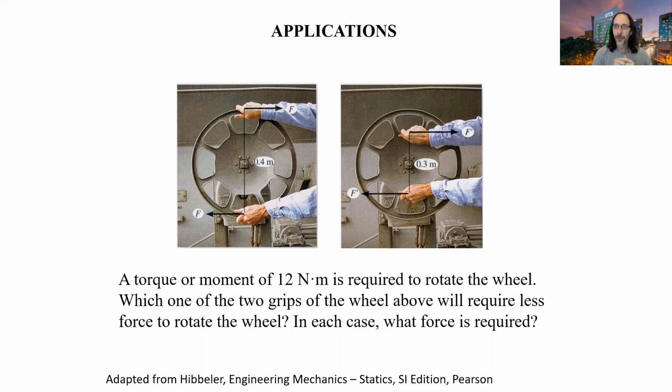So if we need 12 newton meters, in the left-hand picture we'll need 30 newtons, and in the right-hand picture we'll need 40 newtons. If you didn't get those answers, don't worry too much. In the coming slides, we'll explain why the answers are what I gave you. So in the left-hand one, it's 30 newtons, and in the right-hand one, it's 40 newtons.